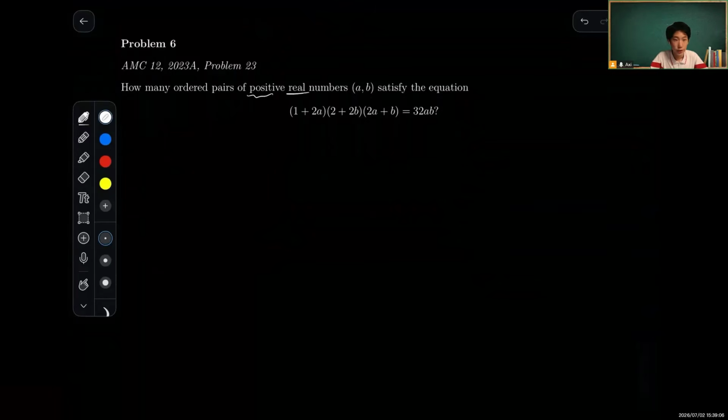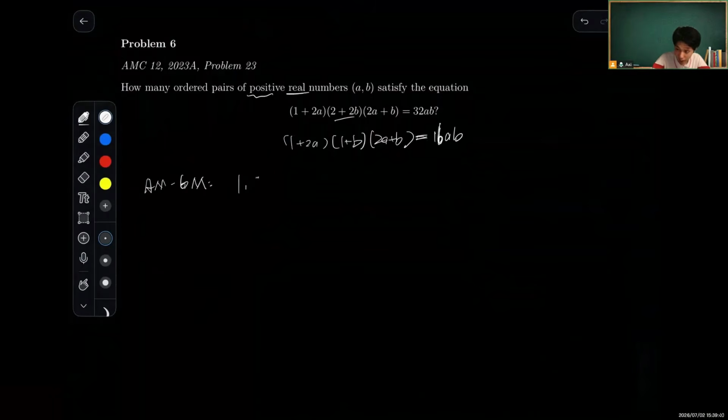Check it out. If you said 1, congratulations, you are correct. Why? Let's analyze it together. First of all, you notice that you can remove a 2 out of this thing, so why don't we do that? Now, we can apply AM-GM to the terms 1, 2a, and b.